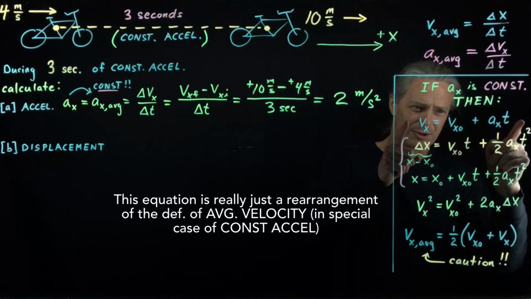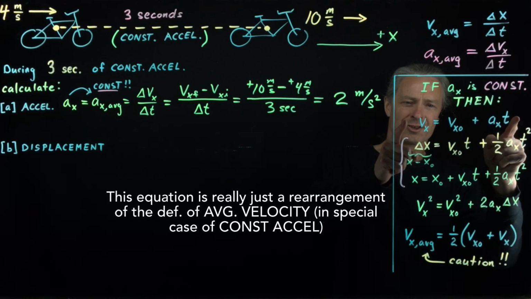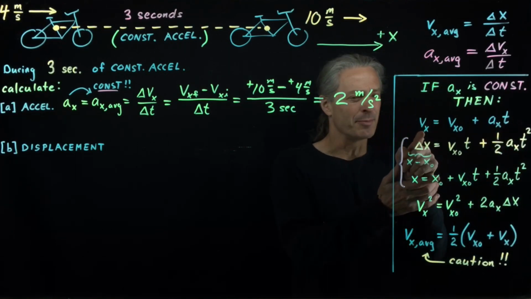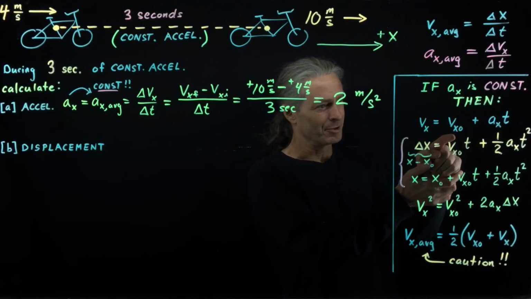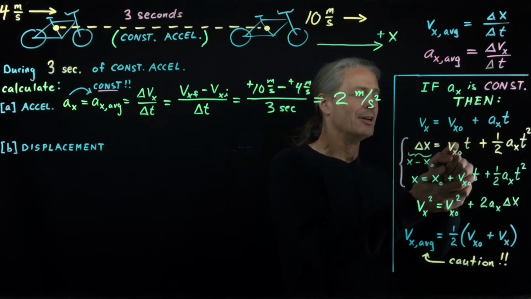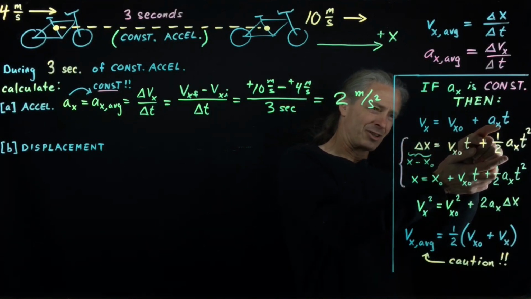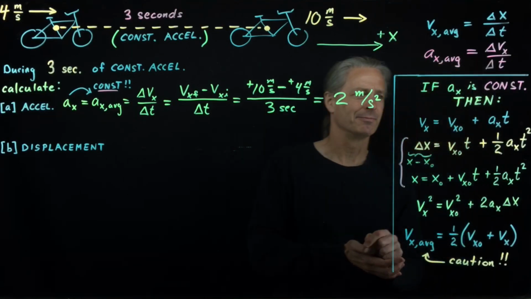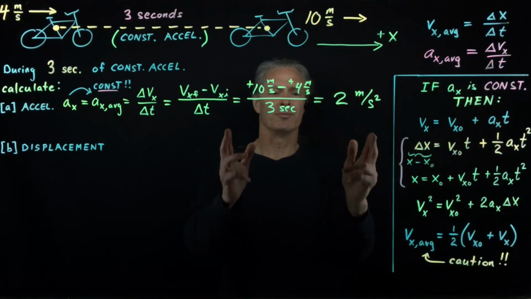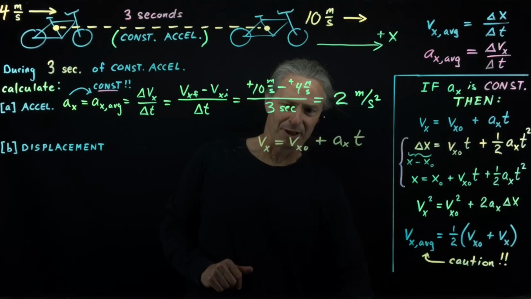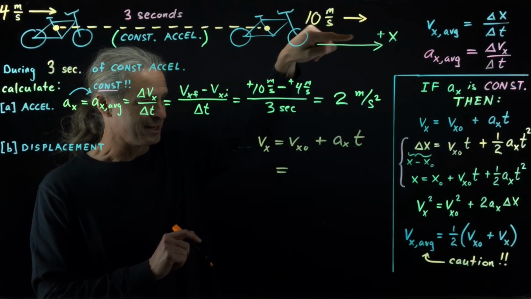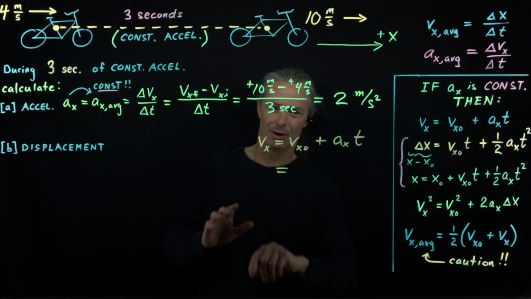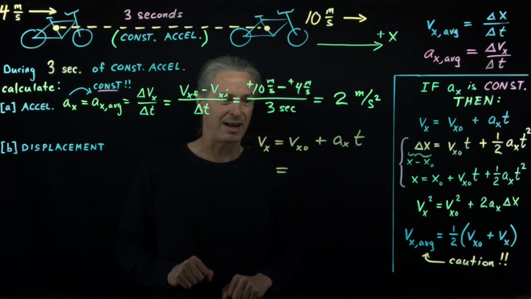We could also have used the first of these constant acceleration equations, which says that the x component of the velocity at time t is equal to the x component of the velocity at time 0 plus the constant acceleration times the elapsed time. Let's take that equation, put it right here. Now let's plug in. And again, we're taking to the right as our positive x direction, so all our quantities have to be consistent with that.